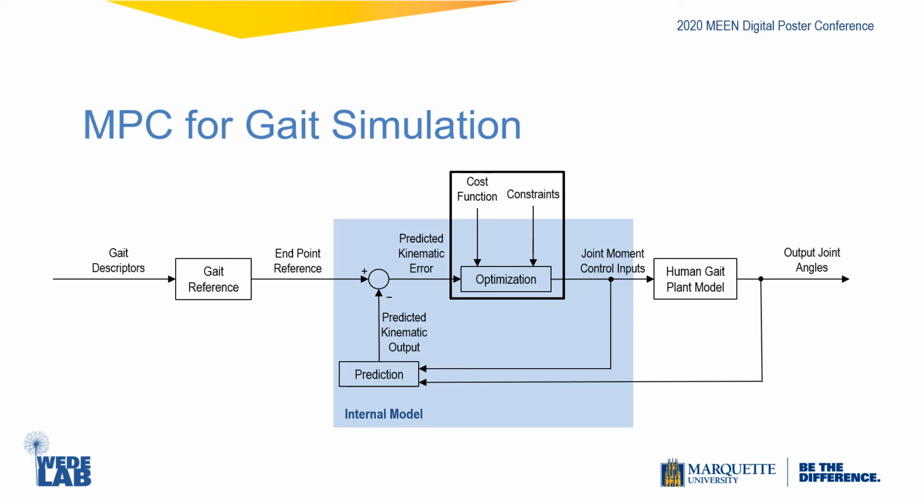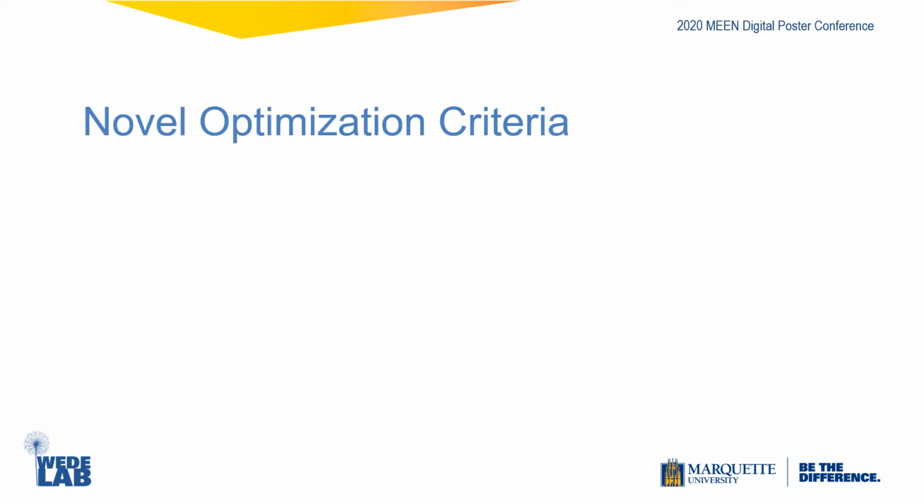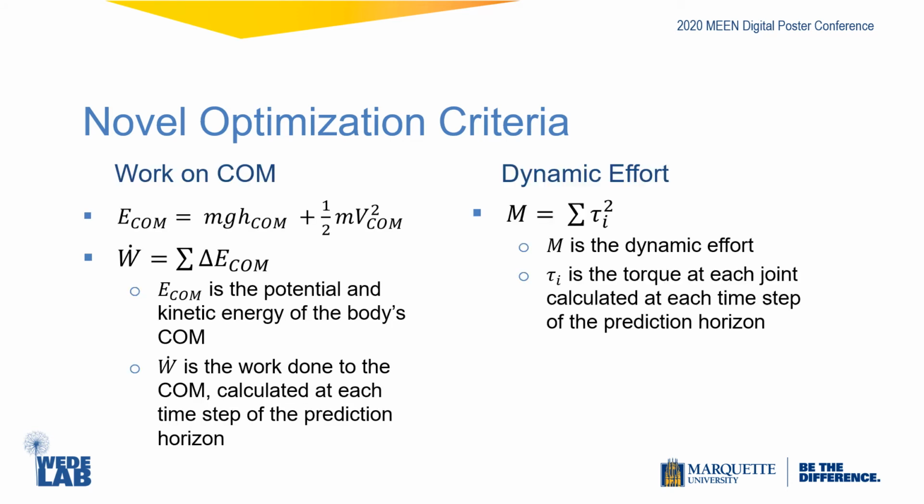The work of this project is focused on an improvement of the optimization framework and examines both the cost functions and model constraints. There is significant evidence that minimizing metabolic cost is a primary optimization target in human gait. This work introduces two new optimization criteria: work on the center of mass and dynamic effort, which are used in addition to simulation constraints such as joint range of motion limits and are considered mechanical approximations of metabolic cost.